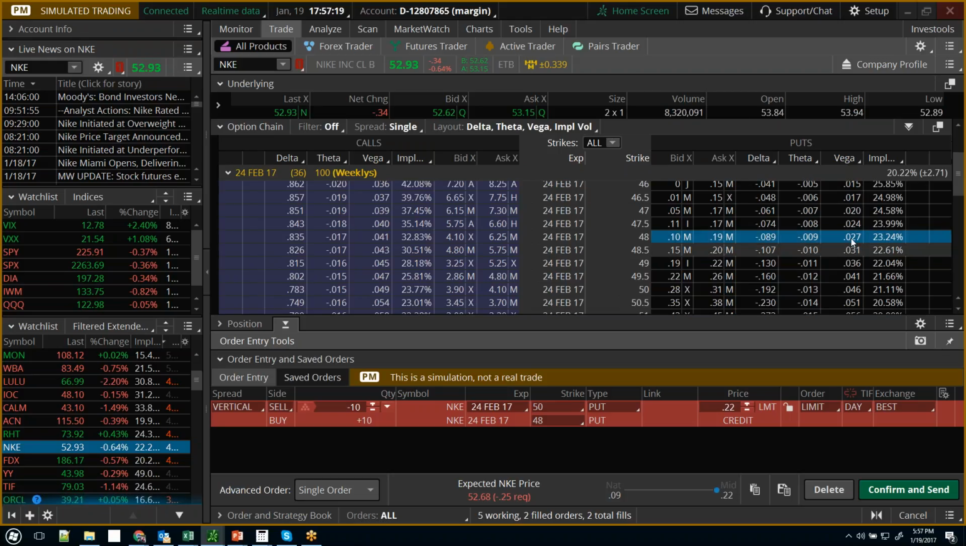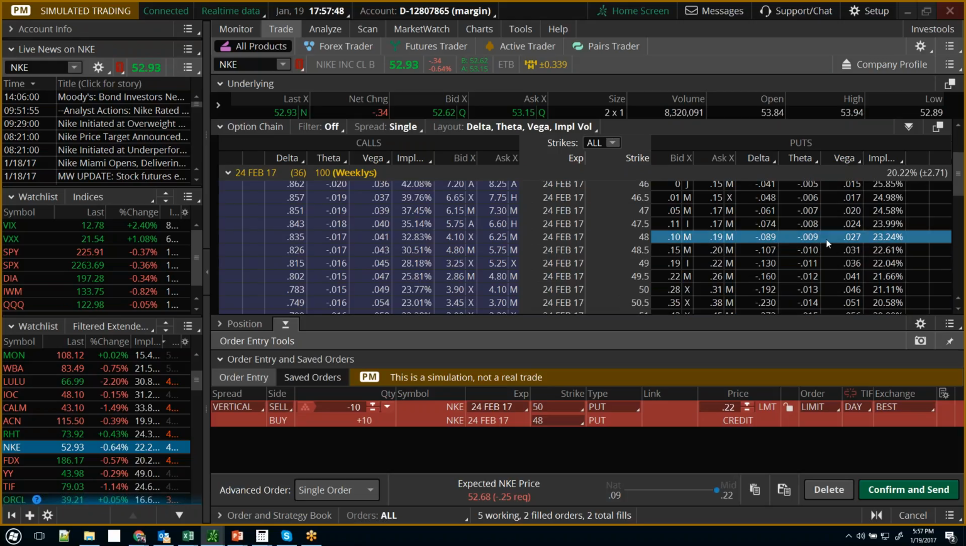So what's happening here is if implied volatility on Nike were to drop by even 5, 10 percentage points, whatever, I'm not even sure. Actually, let's say 5 percentage points. It went from 23 down to 18% implied volatility. I would gain about, let me see, 10 cents worth of advantage or profit from the dropping implied volatility.